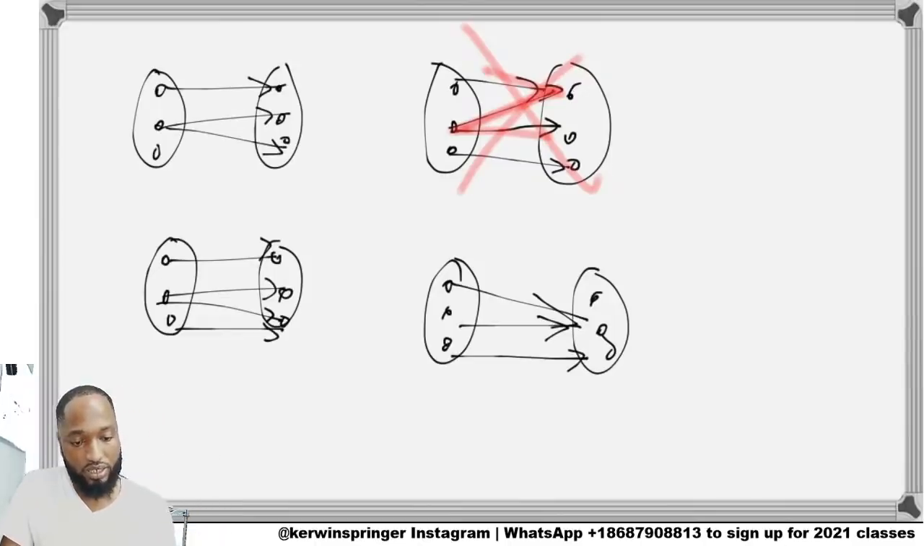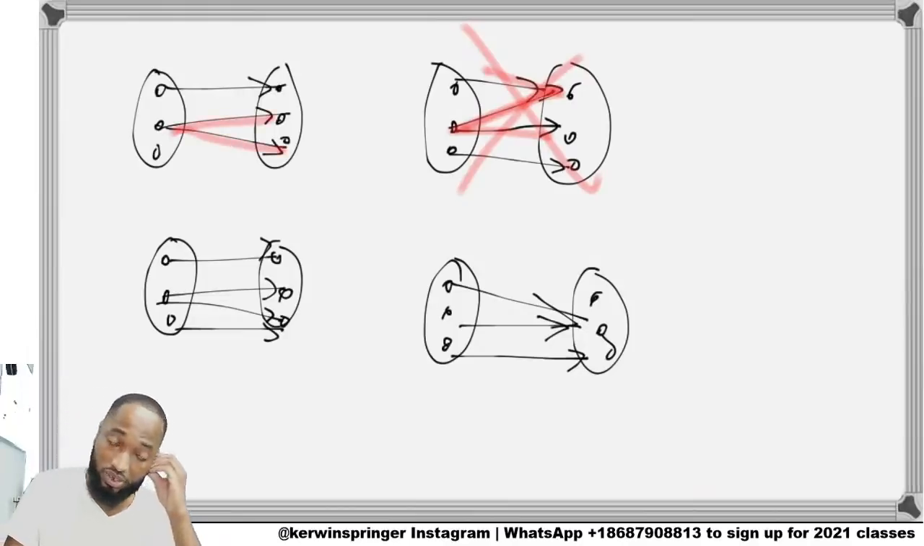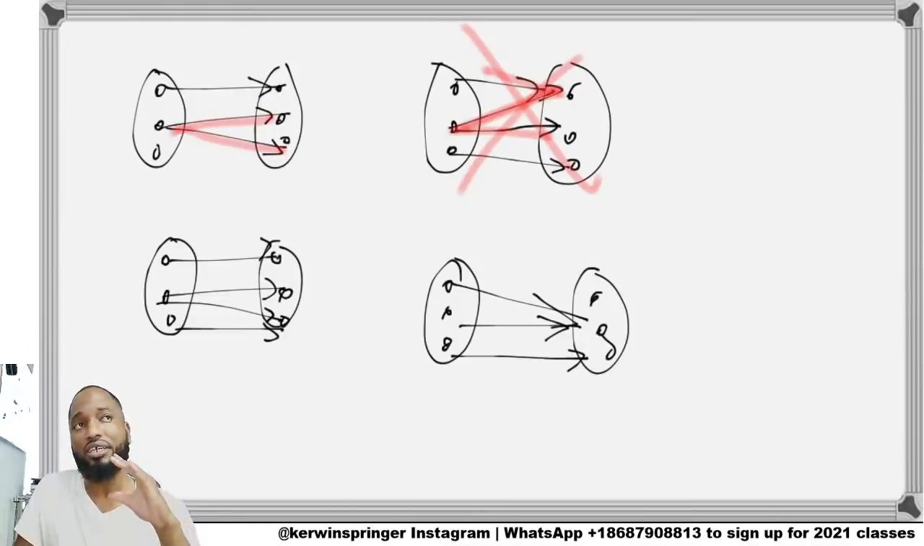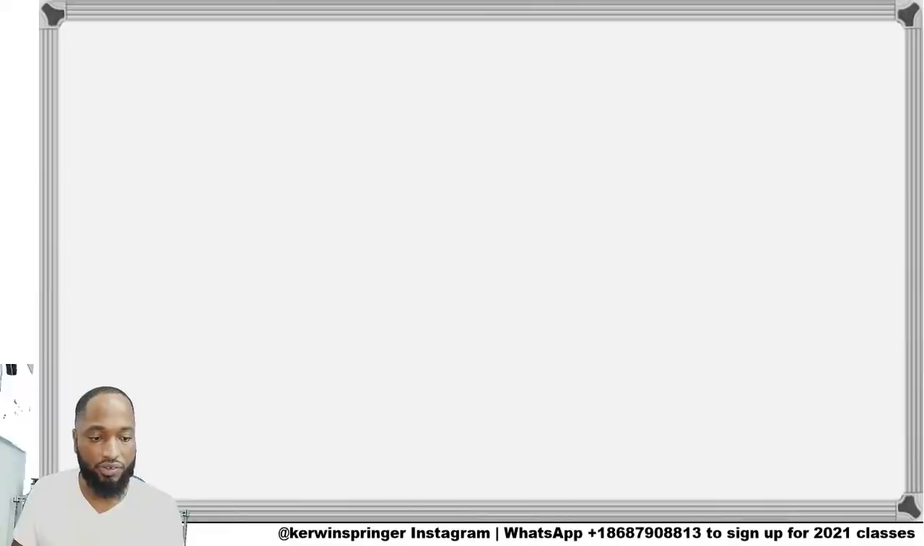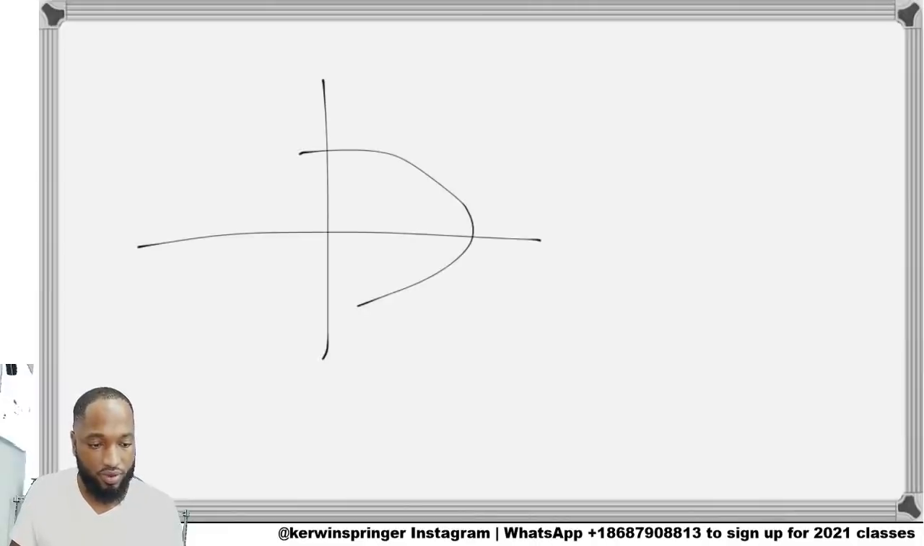These ones are similar because it's split on the input. And in a function, you cannot have a split on the input side of things. You cannot have one x value giving you 2 y values. That is not a function.